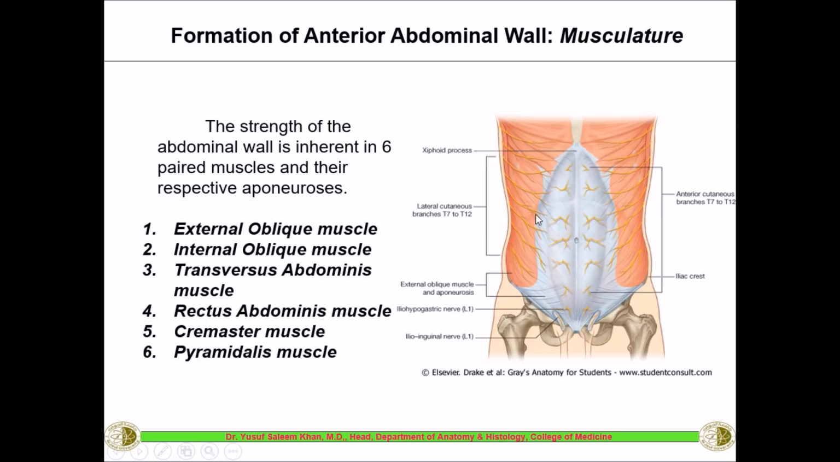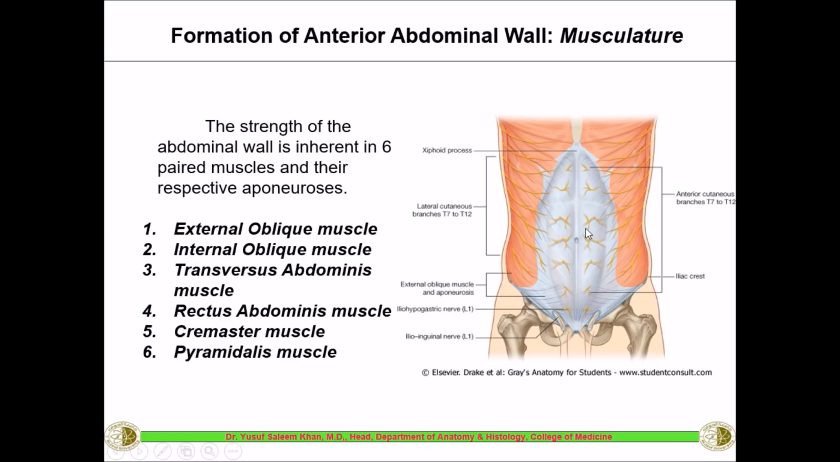Then deep to that, if you cut this muscle, deep inside you can see the internal oblique. We'll see these muscles again in detail later. Deepest will be the transverse abdominis. So these will be the 3 layers of muscles in the anterior abdominal wall. Apart from that, there is also a muscle just beside the midline on either side. This is called the rectus abdominis. We'll see this muscle also.